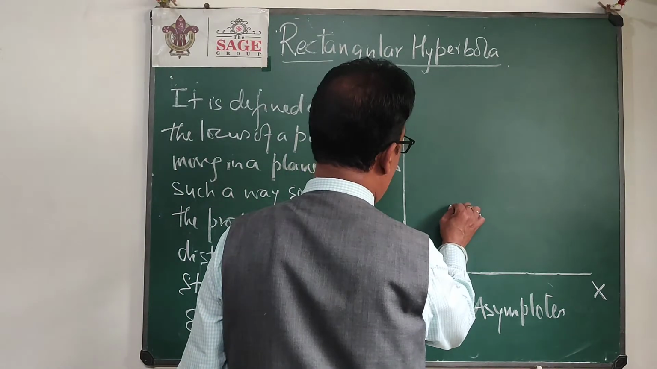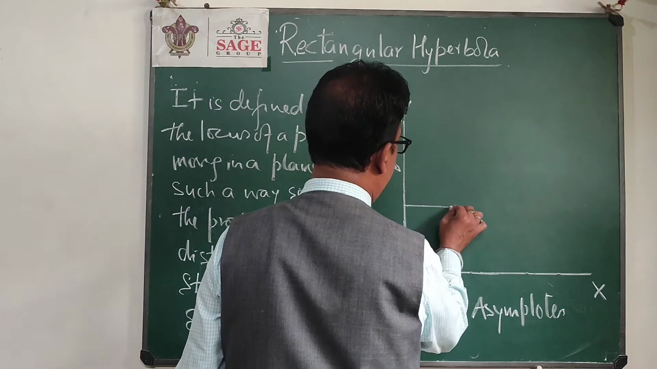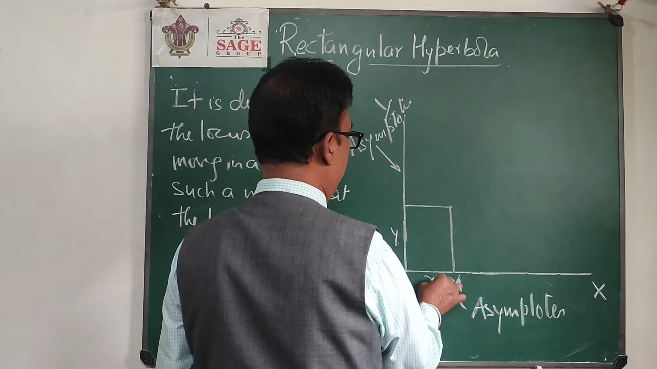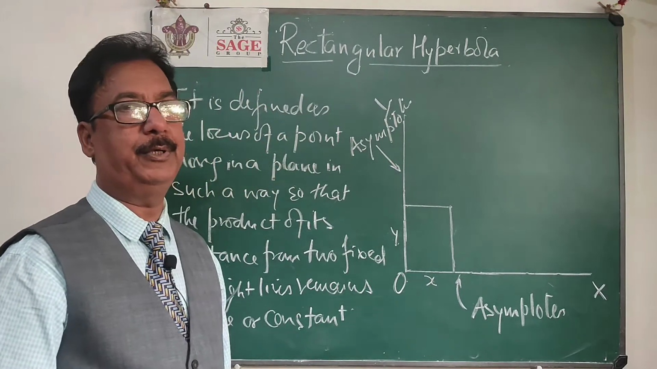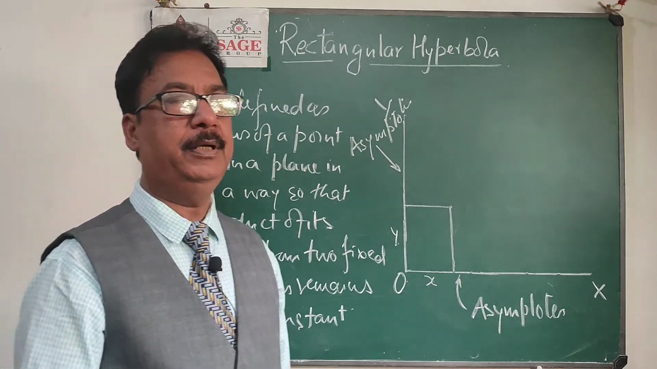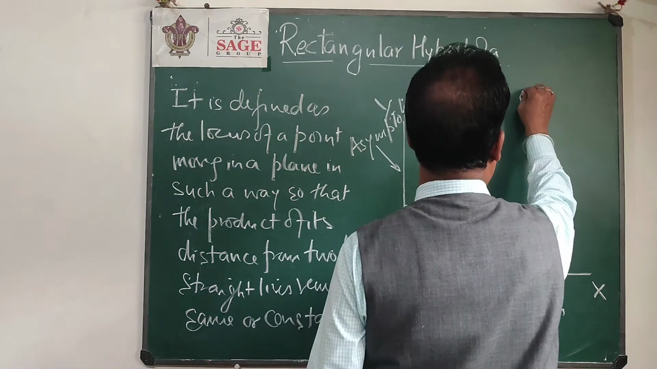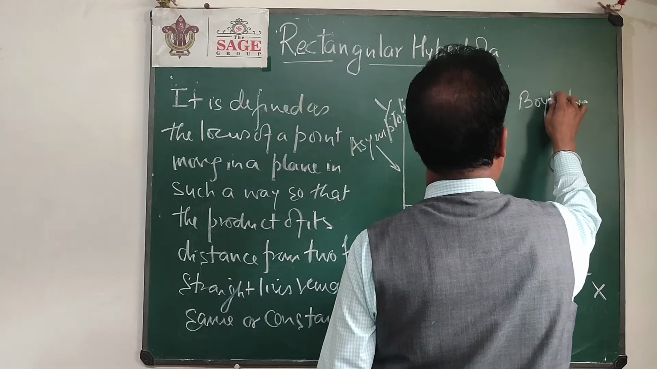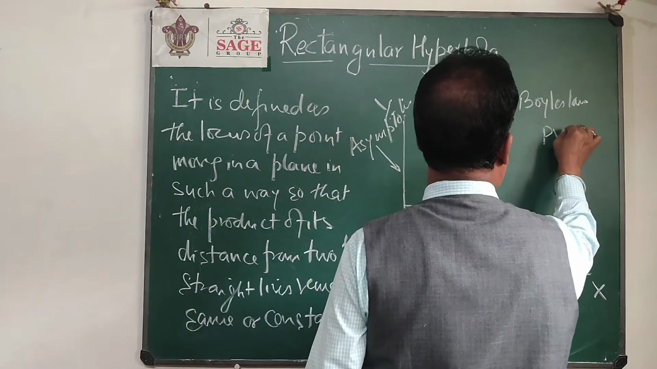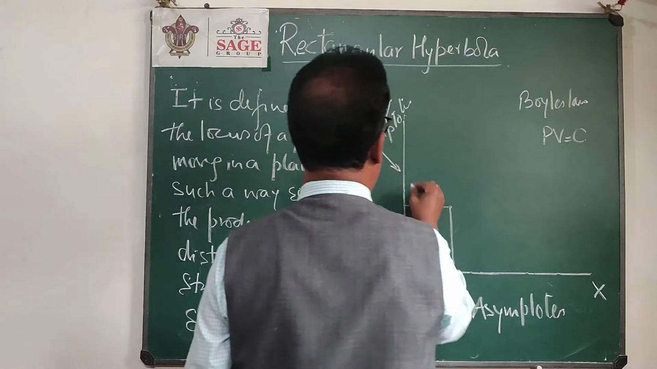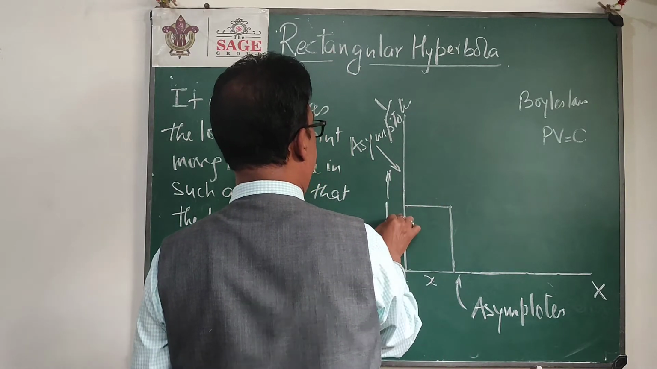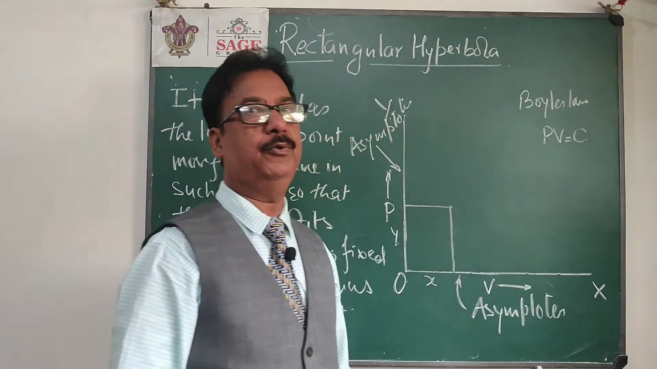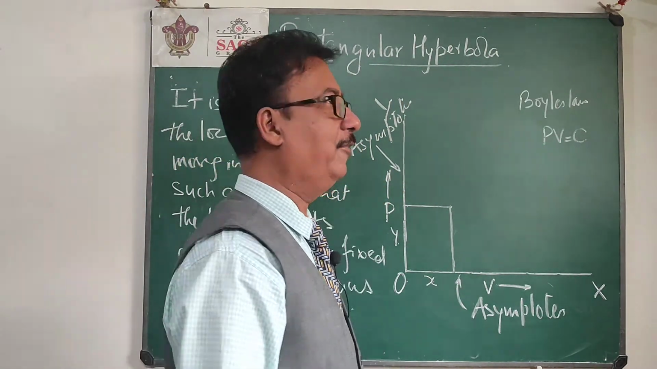So if the initial point is, suppose, this point P, its coordinates will be x and y. So x into y will remain constant. If you remember, in the case of Boyle's law, we use the curve PV equals to constant. In that case, this will be the pressure and this will be the volume. So the curve we use in PV equals to constant is a rectangular hyperbola.